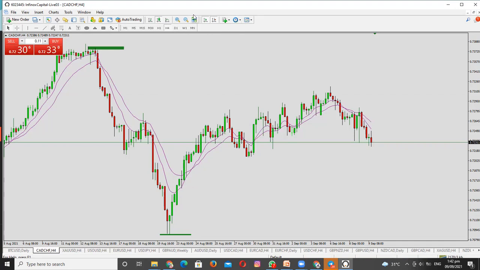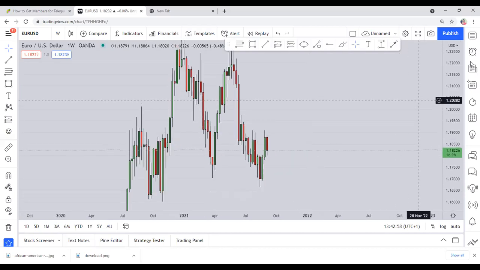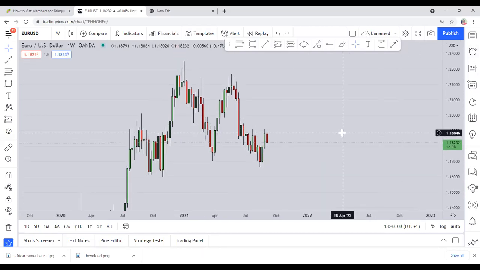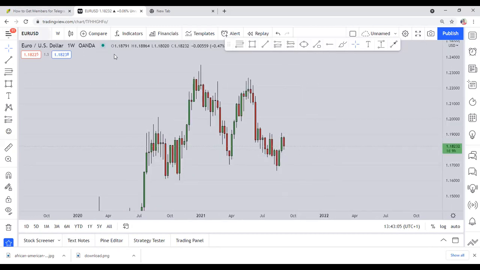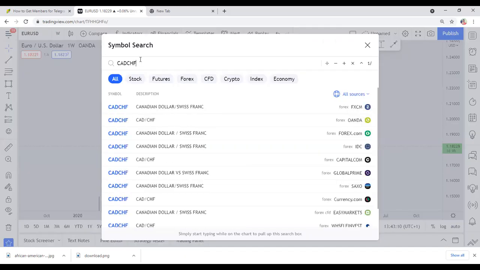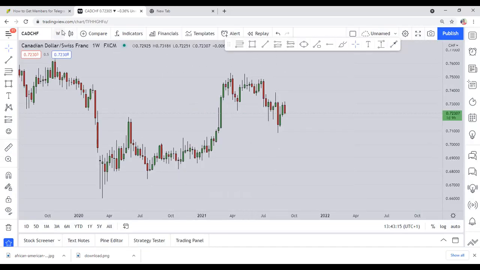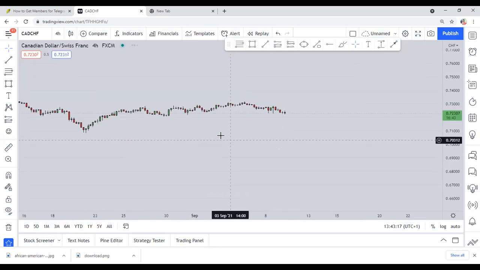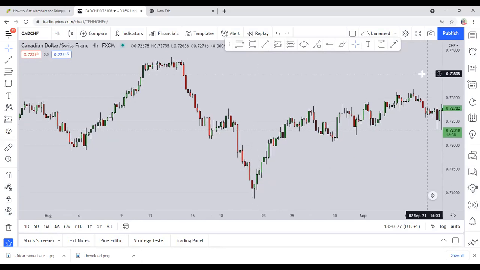If you're using TradingView, because personally I use TradingView for my analysis basically, and I take my trade on my MT4. So if you look at TradingView right here, how do you know the pips if we were to go for CAD/CHF? This is CAD/CHF. You can see it's still the same market.